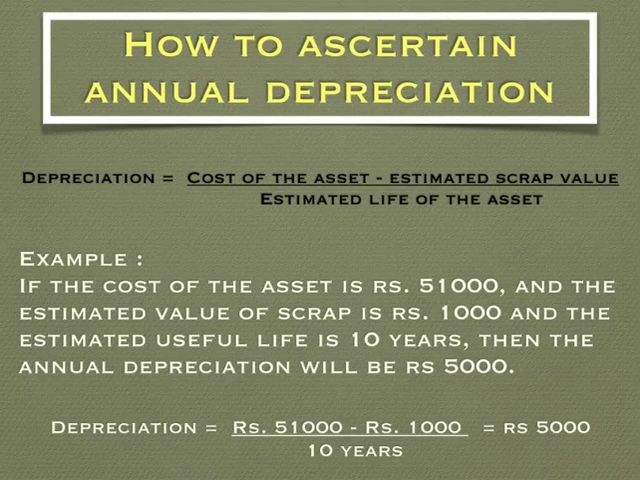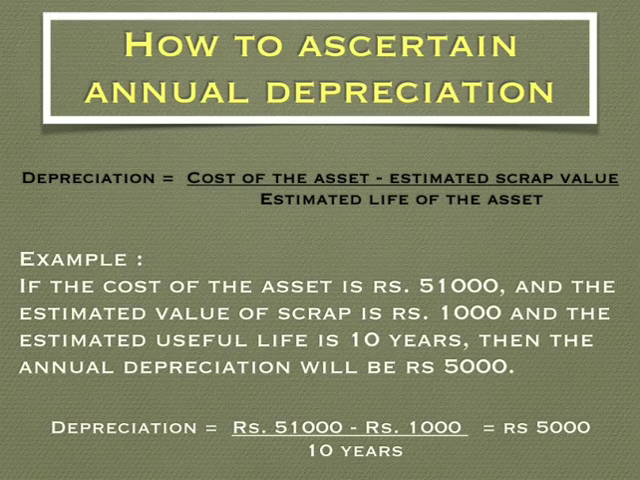Now, how to ascertain annual depreciation under fixed installment method? For calculating depreciation, we have a formula for this. Here I have given the formula: depreciation is equal to cost of the asset minus estimated scrap value divided by estimated life of the asset. Let us understand this formula with a simple example.